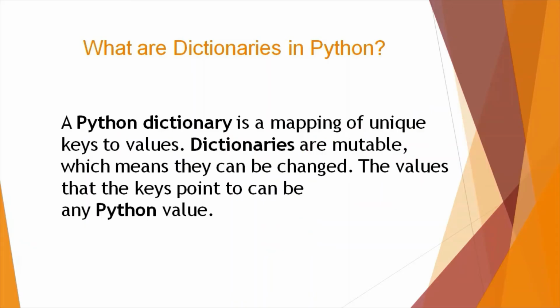So what are dictionaries in Python? A Python dictionary is a mapping of unique keys to values, and they are mutable, so they can be changed. We have heard about lists, tuples, and sets. I have made videos of them as well, and I will give the link here.